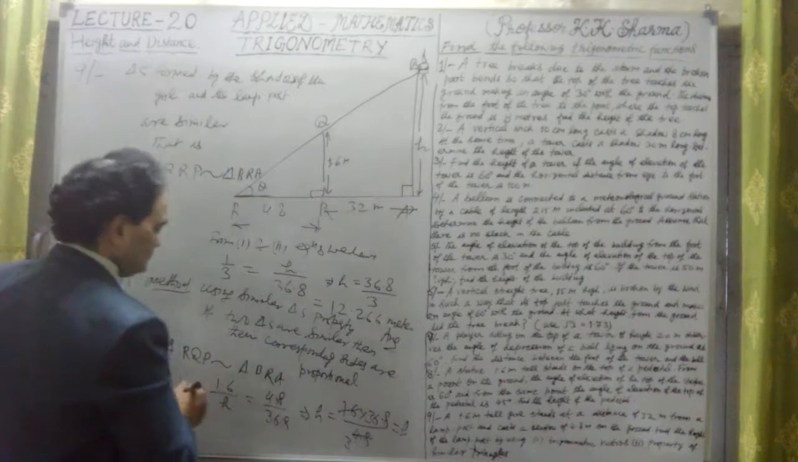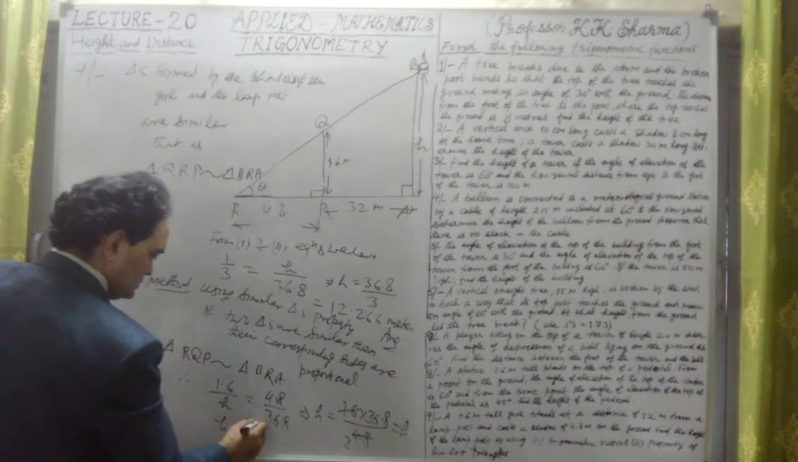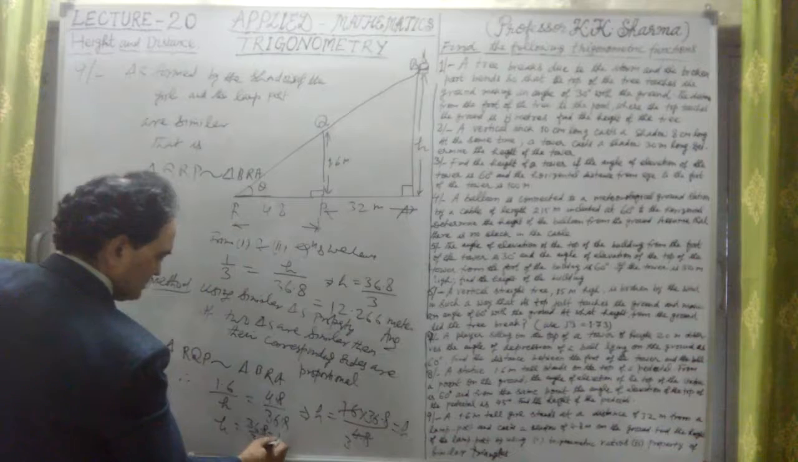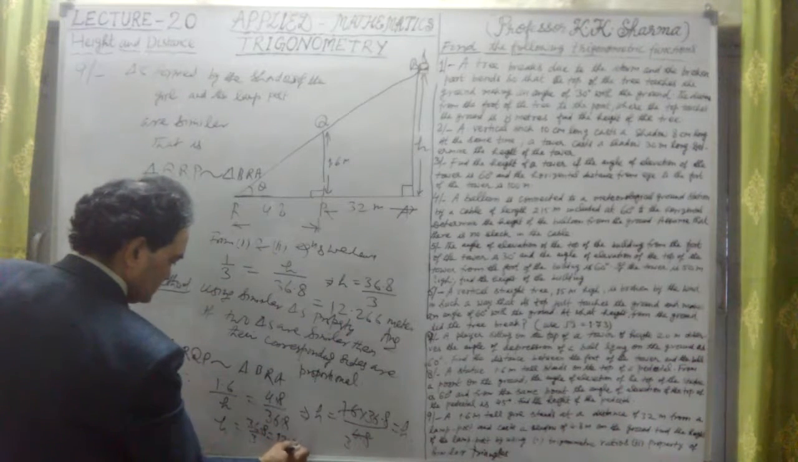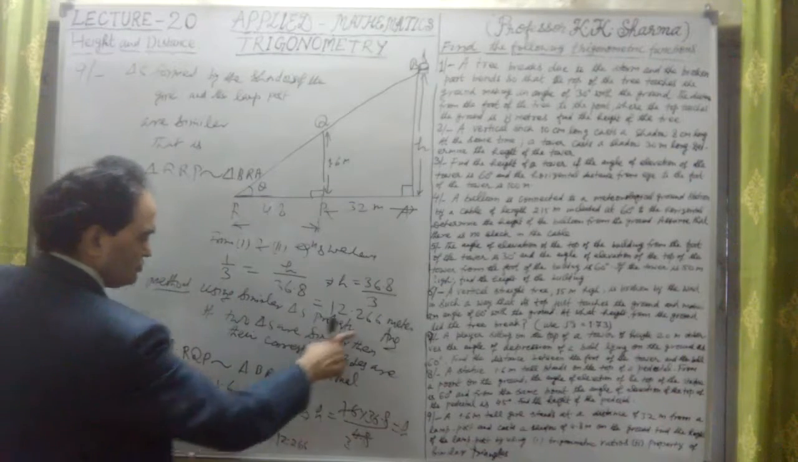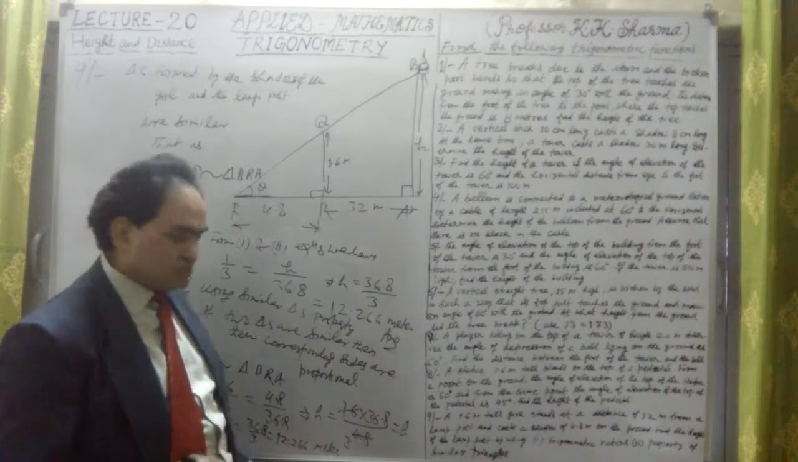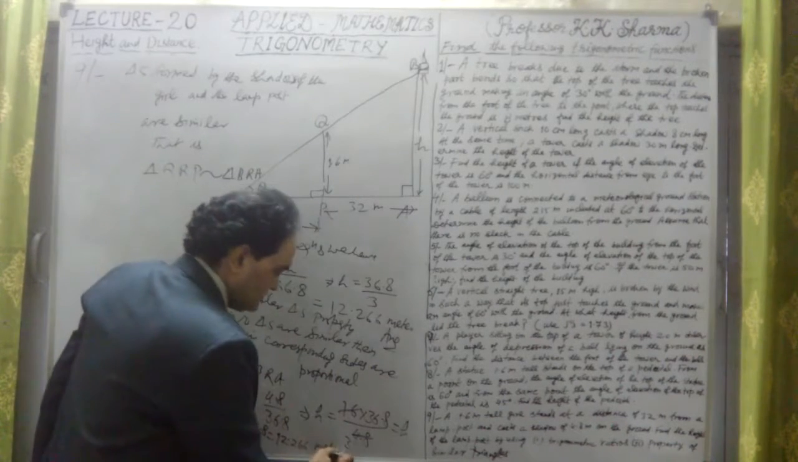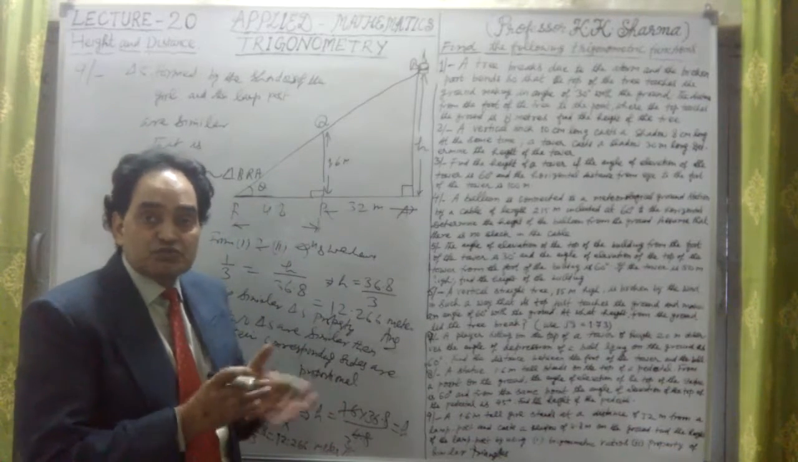Similar to H equal to, therefore H equal to 36.8 upon 3, which is the same value, 12.266 meter. The same height is calculated. This is the height by using similar triangles. Because when two triangles are similar, the corresponding sides are in proportion.